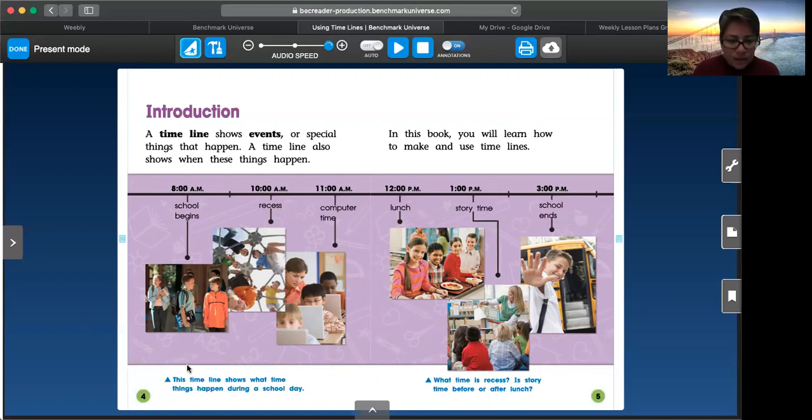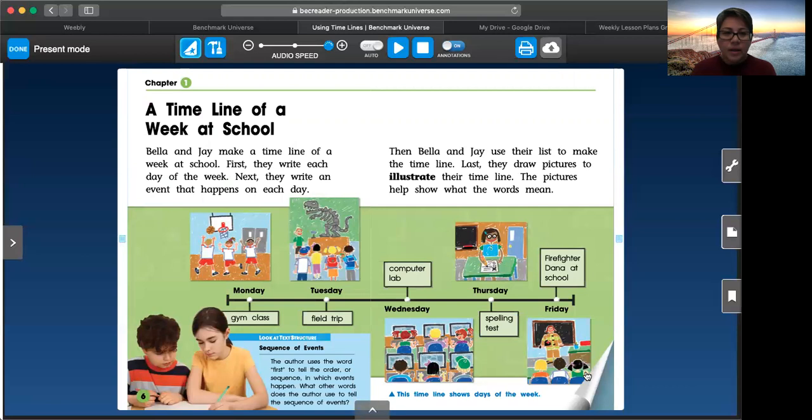Excellent work. Let's take a look at the captions. This timeline shows what time things happen during a school day. What time is recess? Is story time before or after lunch? Now we already found recess. Let's see story time. Here's lunch. Here's story time. Story time happens when? Before or after lunch? Yes, after lunch. Good work.